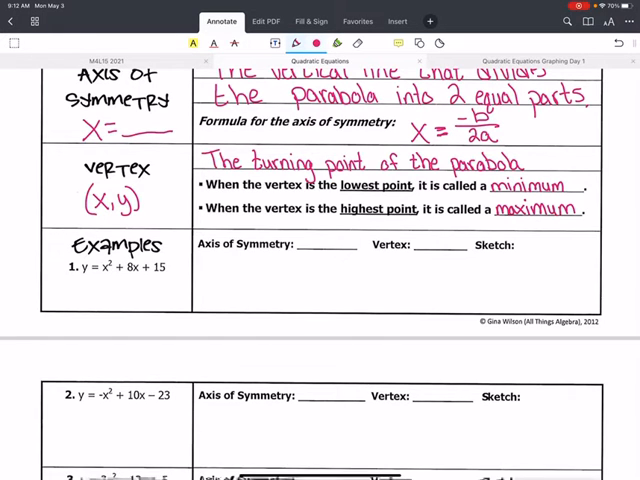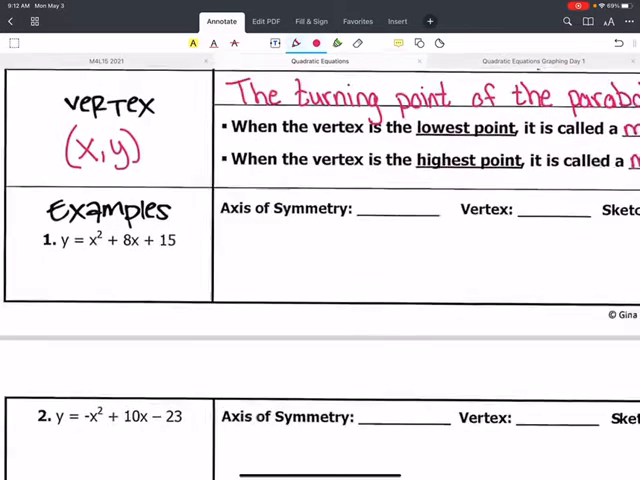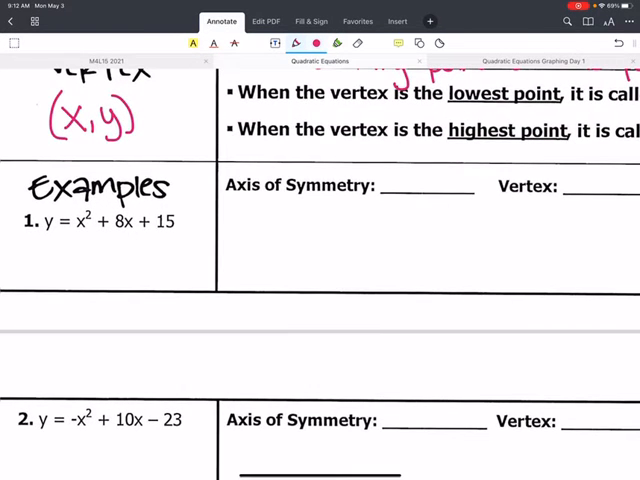So let's look at an example here. We're going to find the axis of symmetry, the vertex, and the sketch. And you probably want to write fairly small because we do have to do three things here. So first of all, our example is y equals x squared plus 8x plus 15. So our a value is 1. There's nothing in front of that x squared, so we can put that 1 there. Our b is 8. Our c is 15.